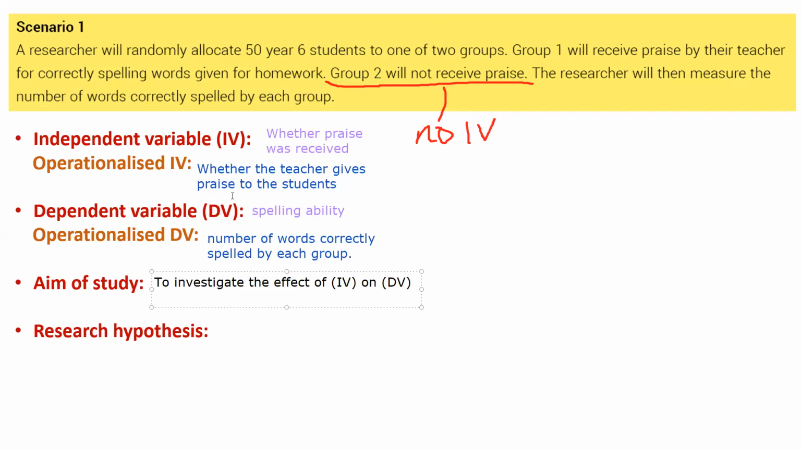Okay, so when we're talking about the aim, so to investigate the effect of IV on the DV, we know what the IV and DV are, so all we do is just plug that information in. So we're looking at the effect of praise. That would be a simple aim. That would be fine.